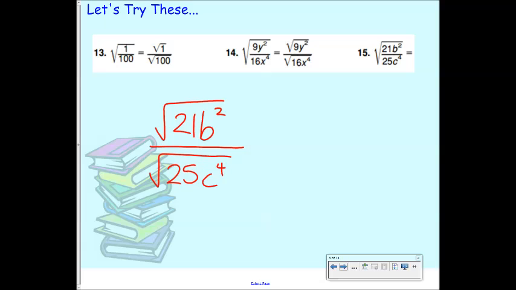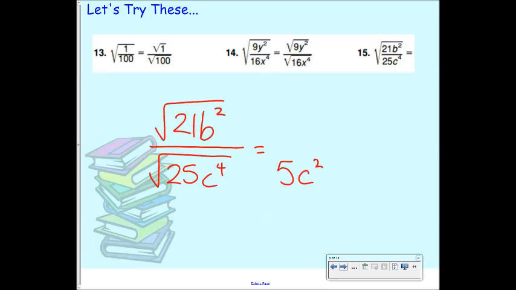They were both perfect squares. Exactly. So that one's gone. What about the top? 21. Is 21 a perfect square? No. So can I do anything with it? Can I even simplify it to a perfect square? It's okay. So 21 I'm just going to leave.